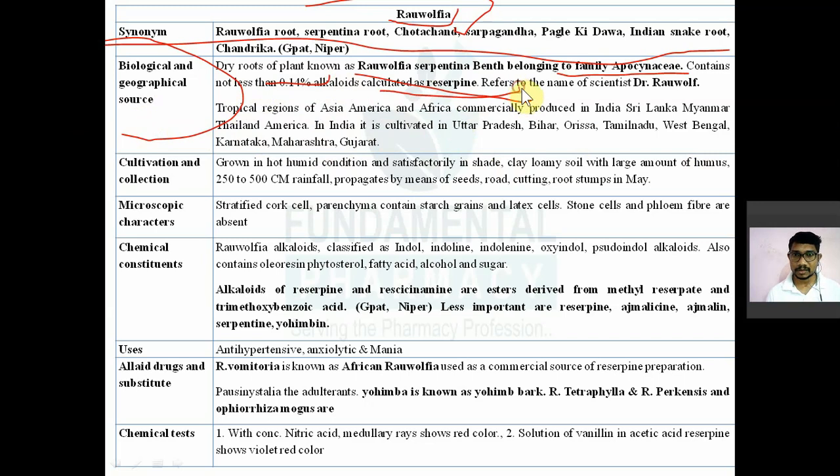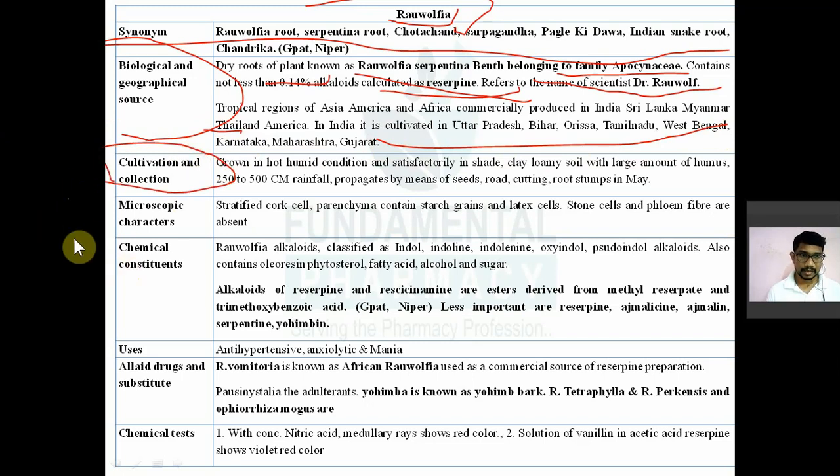Now this Rauwolfia was first described by Dr. Rauwolf. He mentioned the uses of Rauwolfia and so on. That's why it is known as Rauwolfia. The plant is found in the tropical regions of Asia, America, Africa, and commercially produced in India, Sri Lanka, Myanmar, Thailand. In India, it is cultivated in Uttar Pradesh, Odisha, Tamil Nadu, West Bengal, Karnataka, Maharashtra and Gujarat. So geographical source is not much important. Cultivation and collection are also not important for this plant.